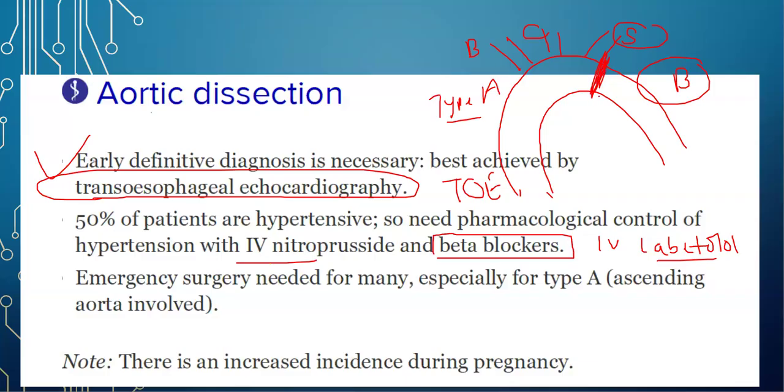So type A is proximal to the subclavian artery. So this is the subclavian artery. Proximal to the subclavian artery, any tear is type A, and distal to the subclavian artery is type B.